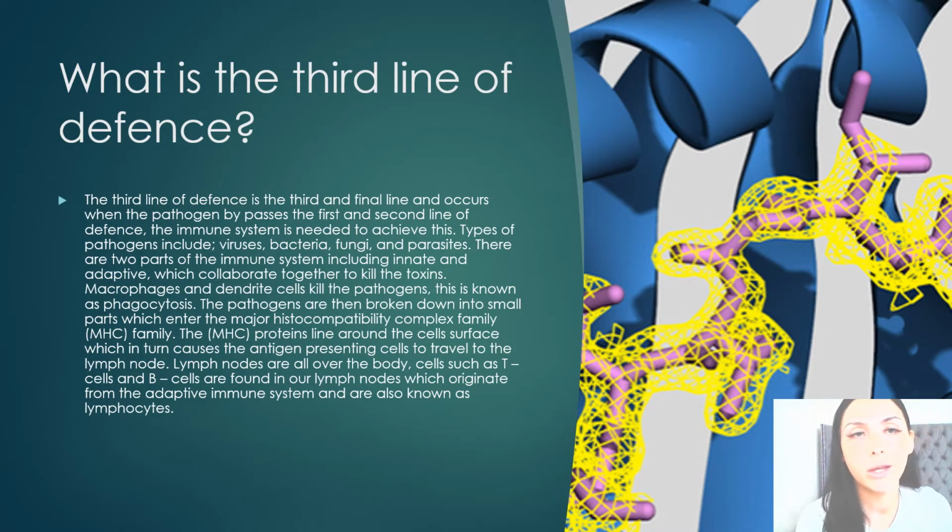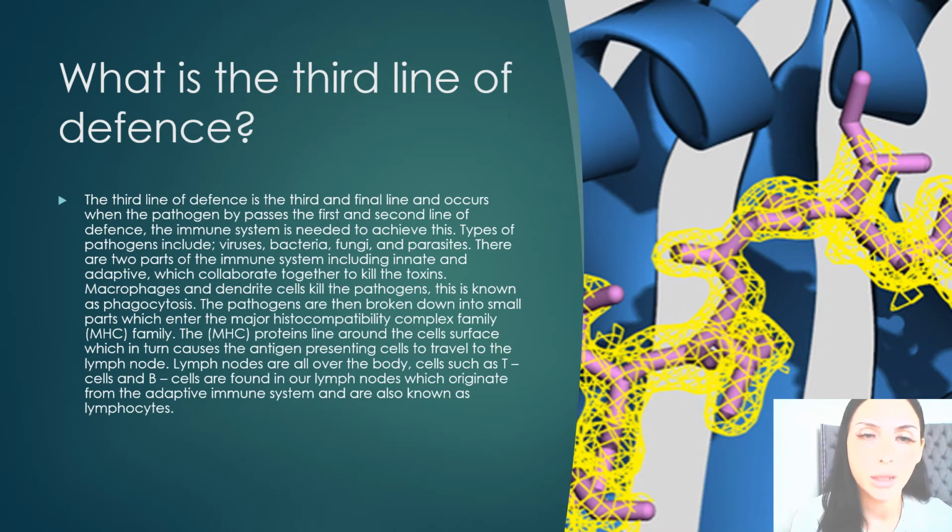So what is the third line of defence? The third line of defence is the third and final line and occurs when the pathogen bypasses the first and second line of defence. The immune system is needed to achieve this. Types of pathogens include viruses, bacteria, fungi and parasites. There are 2 parts of the immune system, innate and adaptive, which collaborate together to kill the toxins. Macrophages and dendritic cells kill the pathogens. This is known as phagocytosis.